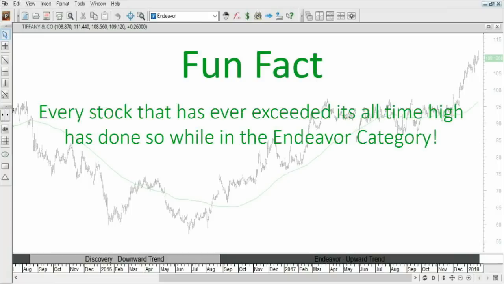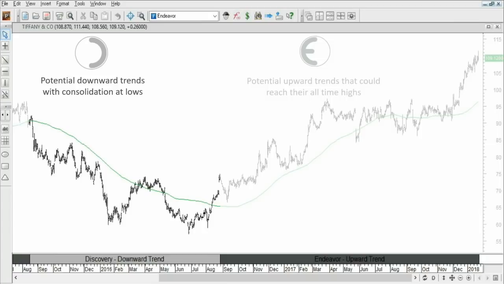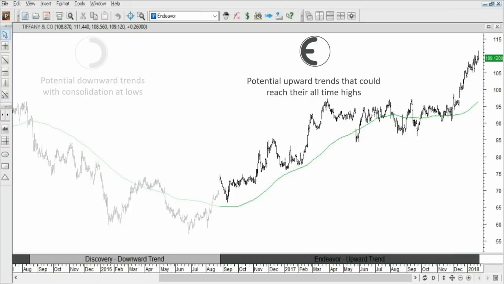When price is in the Discovery category, you can expect potential downward trends with consolidation at lows. Then when the price is in the Endeavor category, you can expect potential upward trends that could reach their all-time highs. And then if you need a little reminder, the ribbon on the bottom of your chart is going to show you the text that tells you which category and what they mean. So now let's talk about our signals, the green long-term trend signal and our early warning signal. These signals are only going to occur if price is in the Endeavor category.